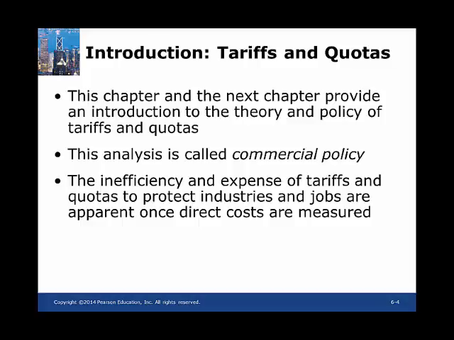Introduction: Tariffs and quotas. This chapter and the next chapter provide an introduction to the theory and policy of tariffs and quotas. This analysis is called commercial policy. The inefficiency and expense of tariffs and quotas to protect industries and jobs are apparent once direct costs are measured.